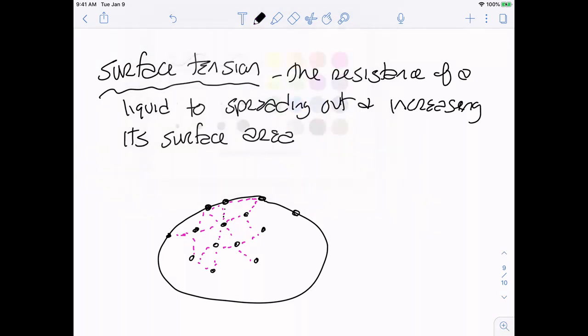If those intermolecular forces are strong, then that difference is more pronounced, and it doesn't want to spread out and have less interior molecules and more surface molecules, because it's overall decreasing its stability. If those forces are weak, then it doesn't really matter, because the difference between the surface molecules and the interior molecules is not that pronounced.